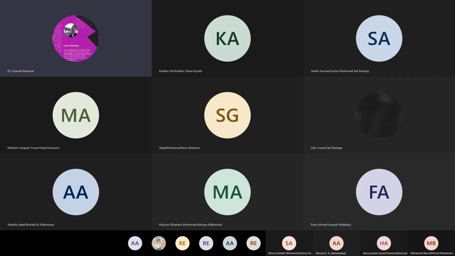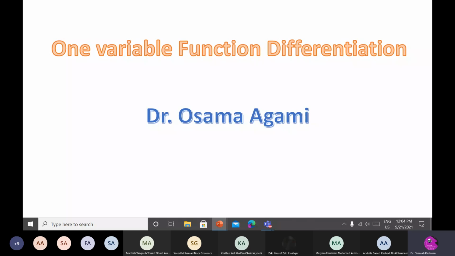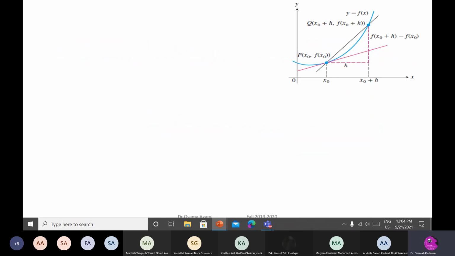So we'll start with the one variable function differentiation. Okay. And we will link this differentiation with the slope of the line equation. Okay. And other function slope.